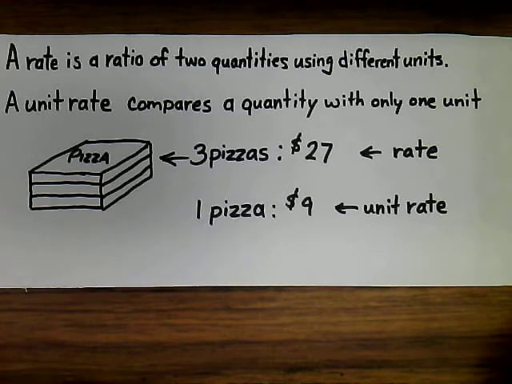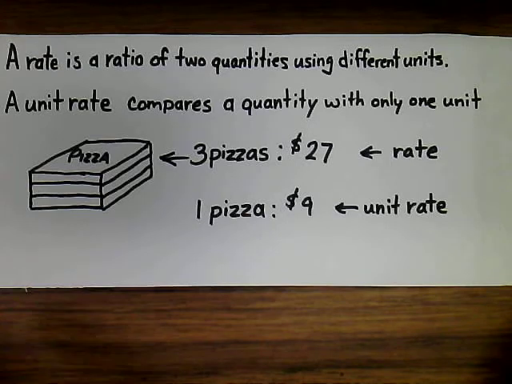All right, we have a quick video today on rates. A rate is a ratio of two quantities using different units. So we've talked a lot about ratios, comparing two different things that are basically the same type of thing, like a ratio of boys to girls or ratio of apples to pears. But when you're comparing quantities that are different types of things, like when you're comparing time and distance, or in this case, pizza and the cost, that's a rate.